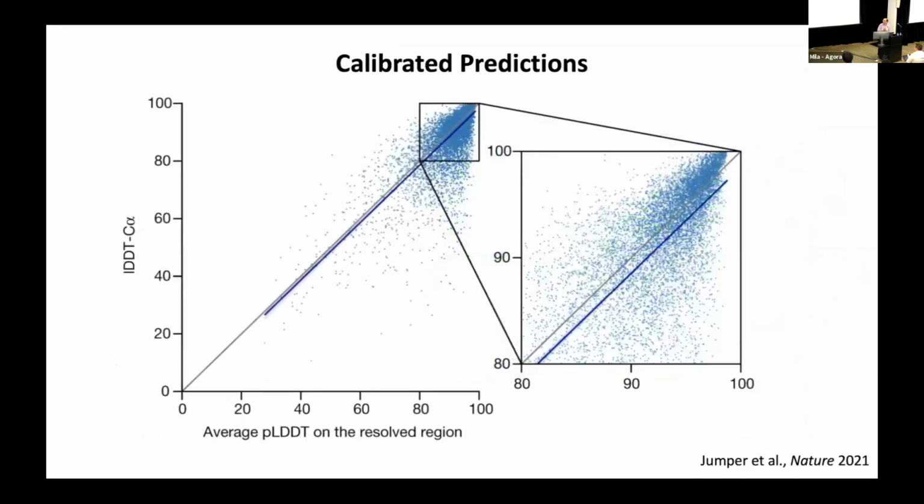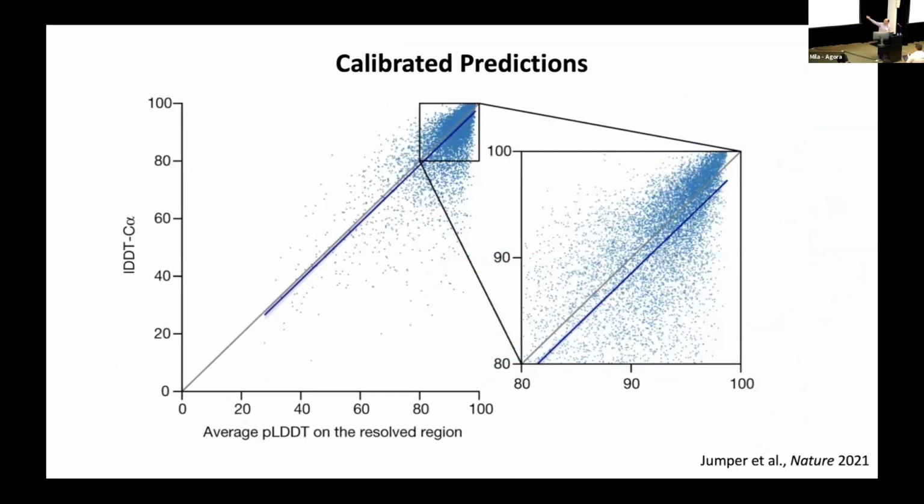One last point on AlphaFold before I move on. One nice thing it did, and I think is responsible in part for its widespread adoption, is that it makes calibrated predictions. So it doesn't simply make a prediction about the structure, it also makes a prediction of the likely quality of that structure.